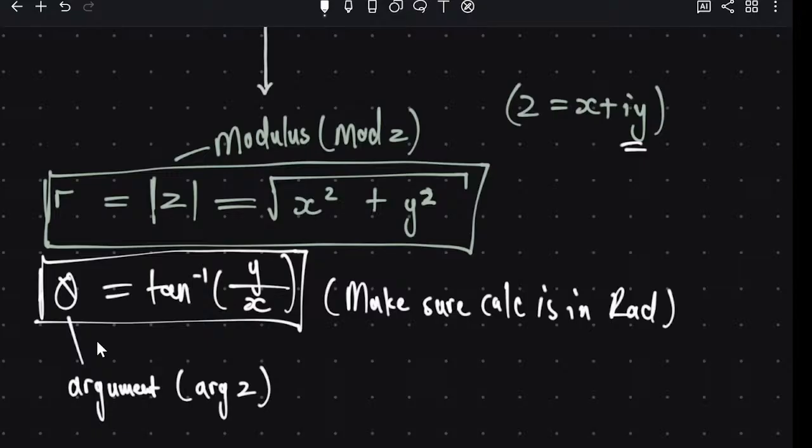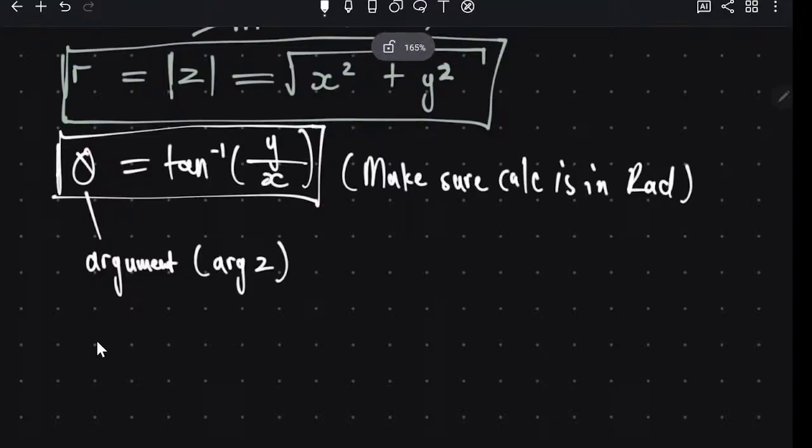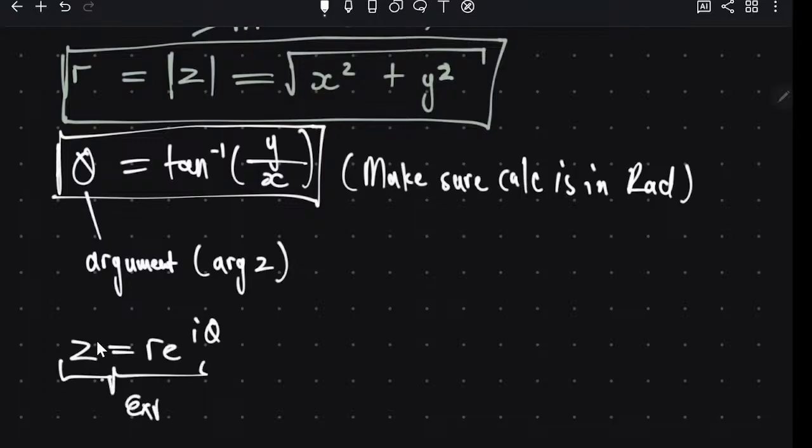So modulus and argument, these are just the other things we can use on a graph, r and theta. And with them you can now represent z as r e to the i theta. This is exponential form. And you can also have it as z is equal to r, then you say cos theta plus i sine theta.